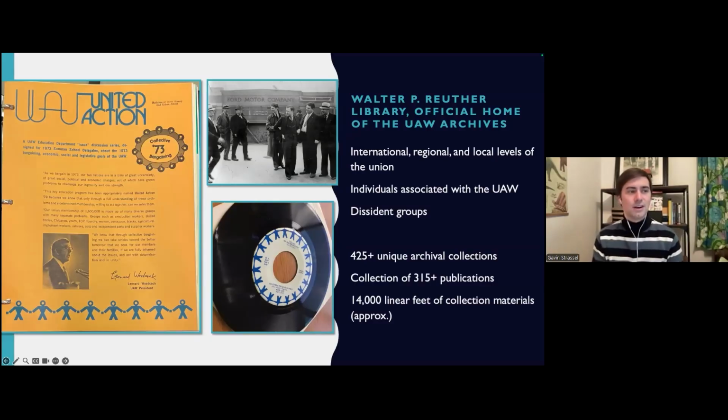The UAW collections are massive. That's because we're collecting materials from the International Union, but also regional offices, locals, and even individuals connected to the UAW. We even collect records from dissident groups within the union. If you think about a banker's box, those boxes with the handles that you see in your office, if you were to fill those up with materials from the archives, it would be 14,000 of those banker's boxes. The UAW archives is a massive collection spread out across over 400 different unique collections.